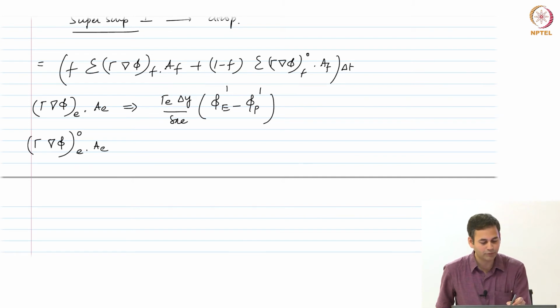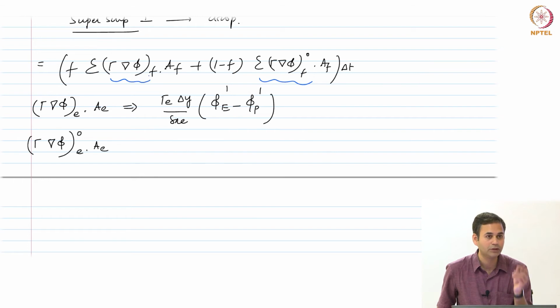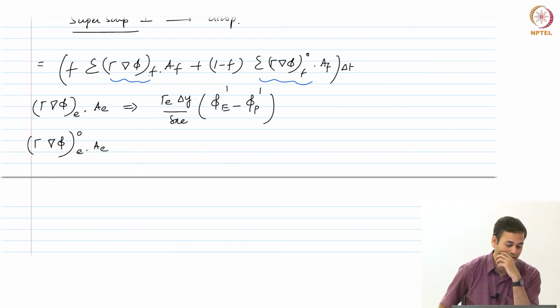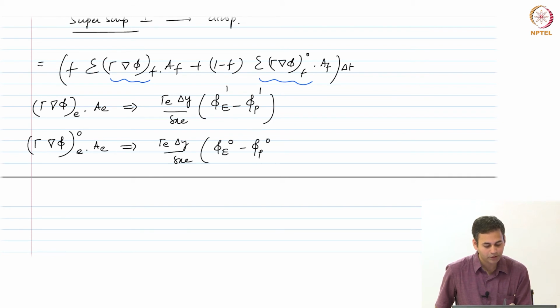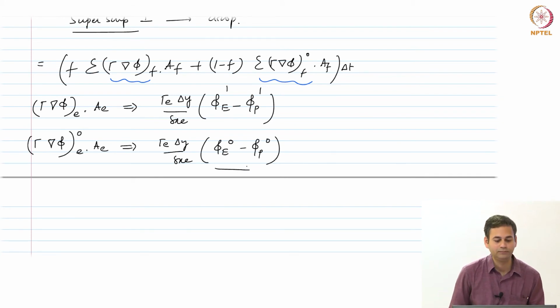That would come from this term here. This will have 4 terms and this will have 4 terms. How much would this be? It will be the same, but there is one difference: these are all evaluated at phi 0 instead of phi 1. So, that means gamma east delta y by delta x e times phi e 0 minus phi p 0. Okay.